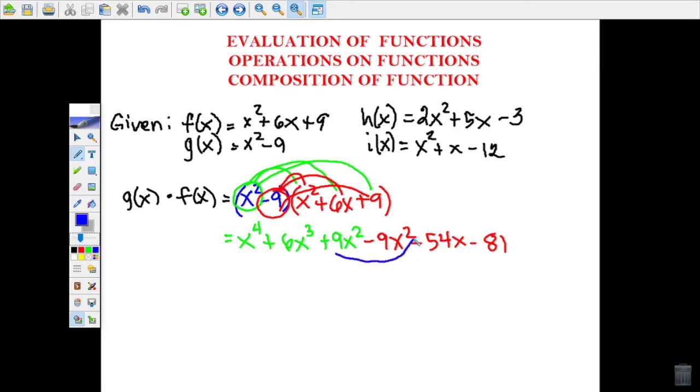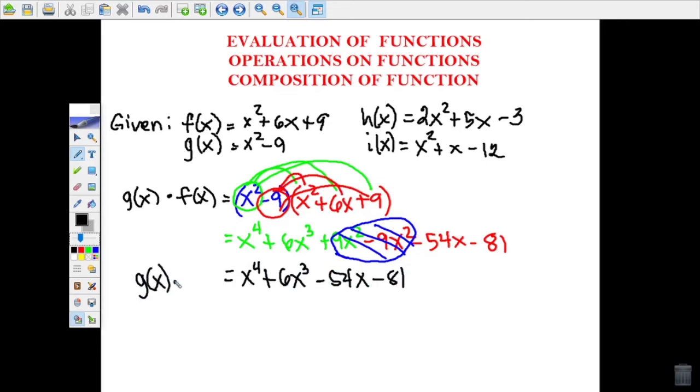Since ito ay parehong x squared, combine mo yan. 9x squared minus 9x squared, maka-cancel yan, since parehong 9x squared sila. So therefore, ang matitira is x raised to 4 plus 6x cubed minus 54x minus 81. So that would be the product of g of x and f of x.